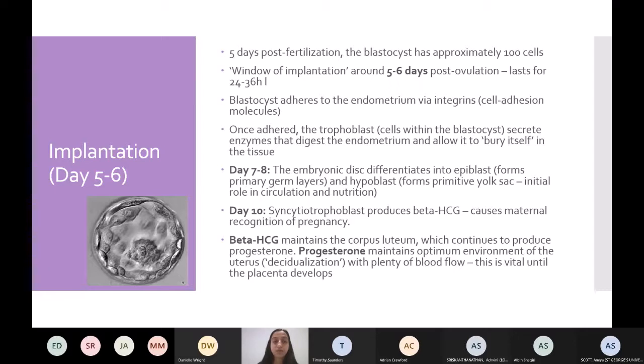Now, while that process is happening, the inner cells, which are known as the embryoblast, develop. The embryoblast forms the embryonic disc, and then the embryonic disc eventually forms the amniotic cavity and the sac. So around day 7 to 8, the embryonic disc becomes the epiblast and the hypoblast. So the epiblast forms the germ cells, and the hypoblast forms the yolk sac, which plays an initial role in circulation and nutrition. And then the syncytial trophoblast, which we talked about, produces beta-HCG, which, like we said, maintains the corpus luteum and ongoing progesterone production.